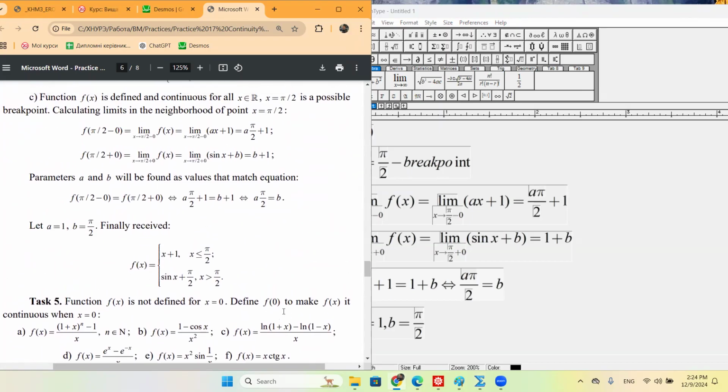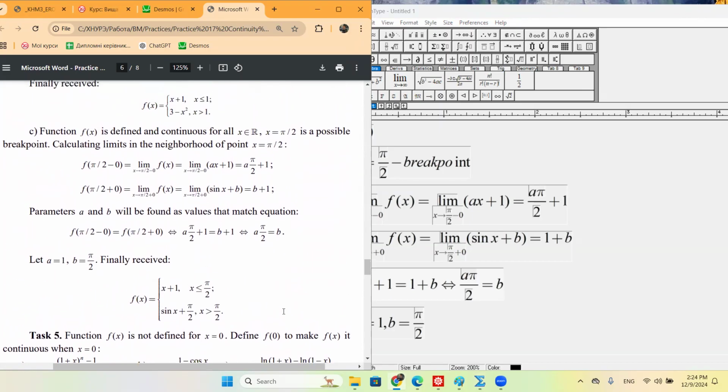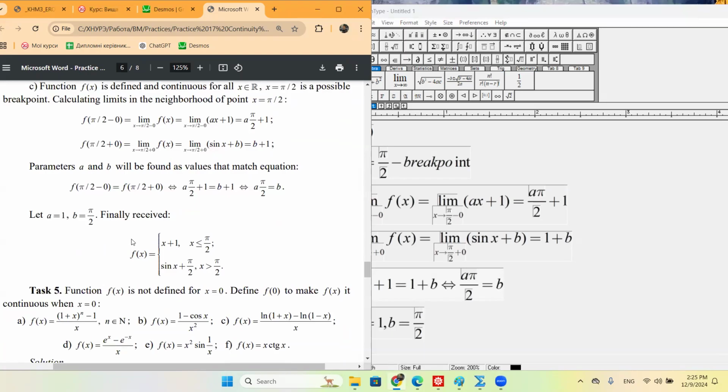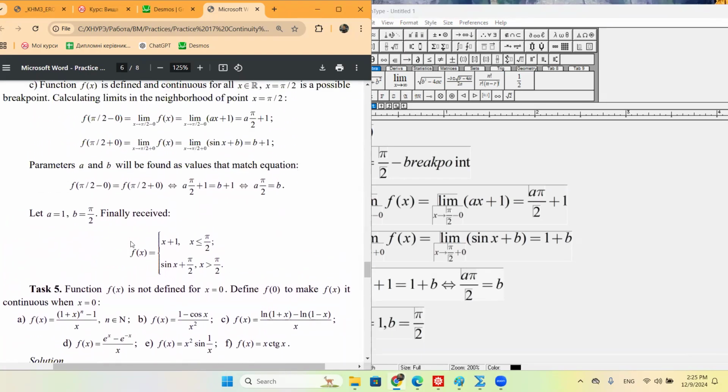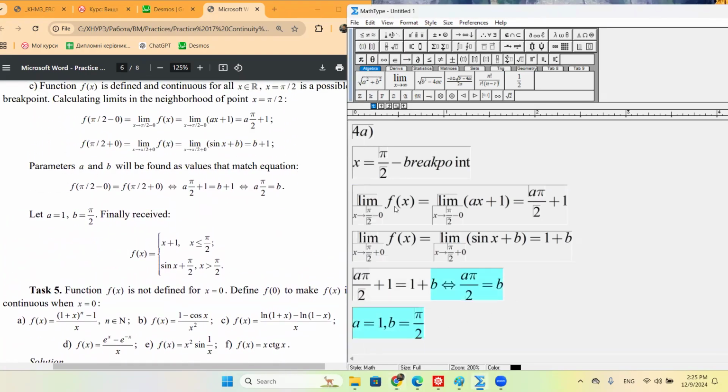Any questions about this task? Yeah, basically the same here, just because these values are convenient. So as I see, no questions. Okay, so let's continue. The next task.